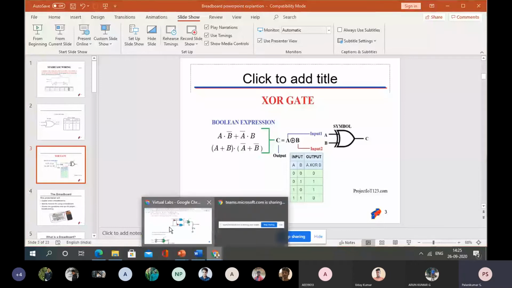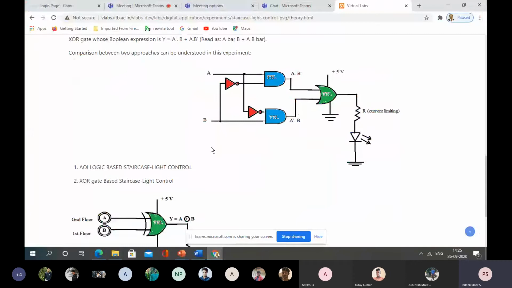the XOR gate. Here I am realizing the XOR gate only by using AOI logic, AND-OR-Invert logic. Suppose this one is 1 and this one is 0. If both are 1, 1 1, what will happen? So 1 and 0, here it will be 0.